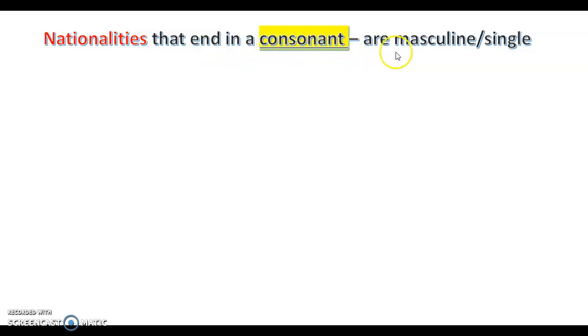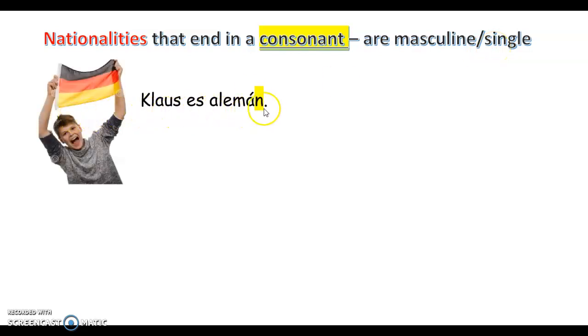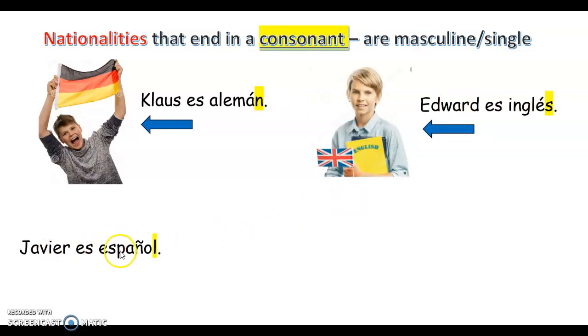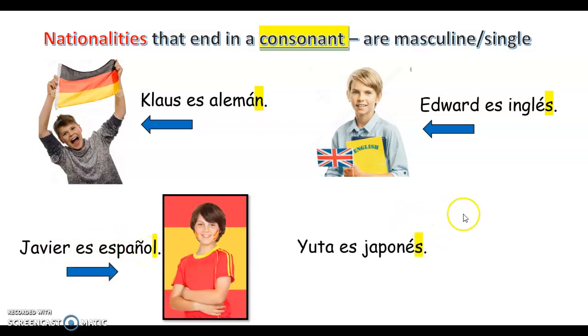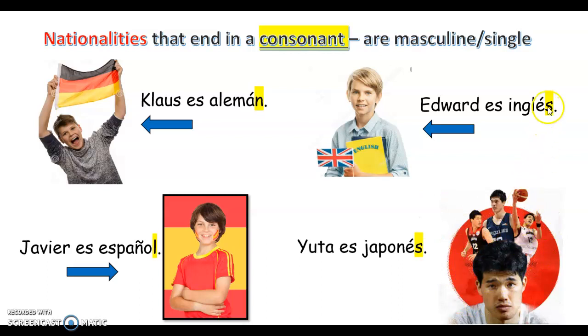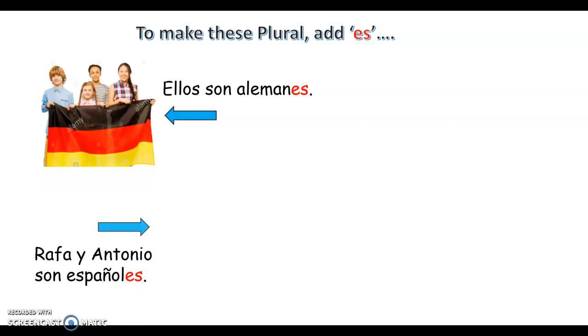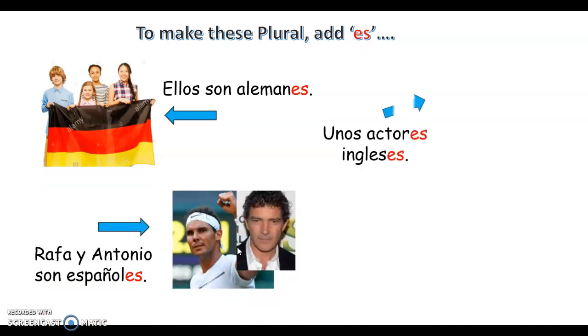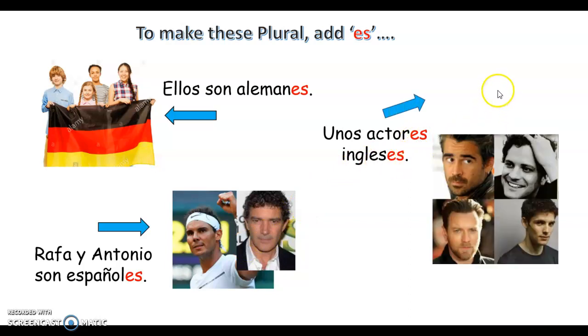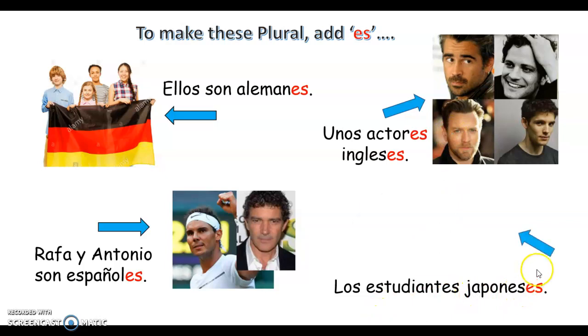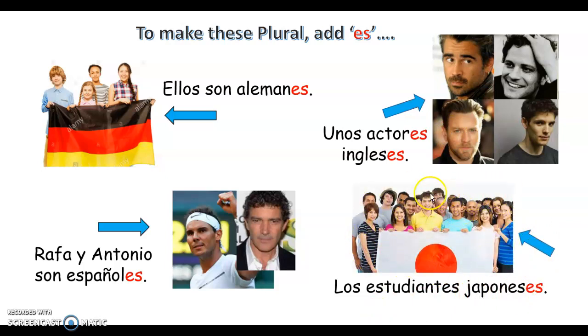Nationalities that end in a consonant are usually masculine singular. For example, Klaus es alemán. Edward es inglés. Javier es español. Yuta es japonés. They all end in just a consonant. So to make these plural, we add an es. Ellos son alemanes. Rafa y Antonio son españoles. Los actores ingleses. And los estudiantes japoneses. Remember, this could be all boys or a mixed group.